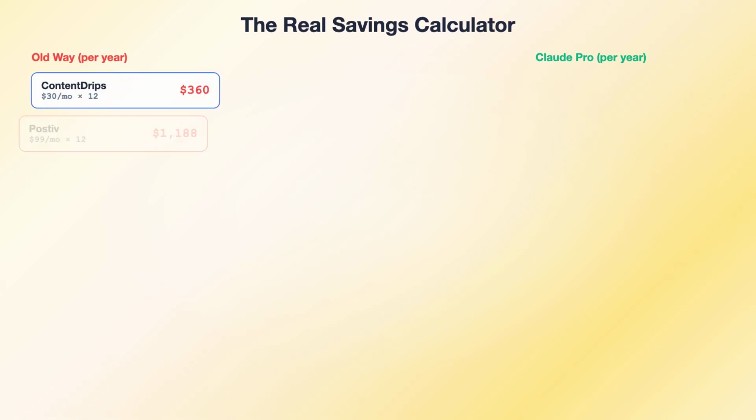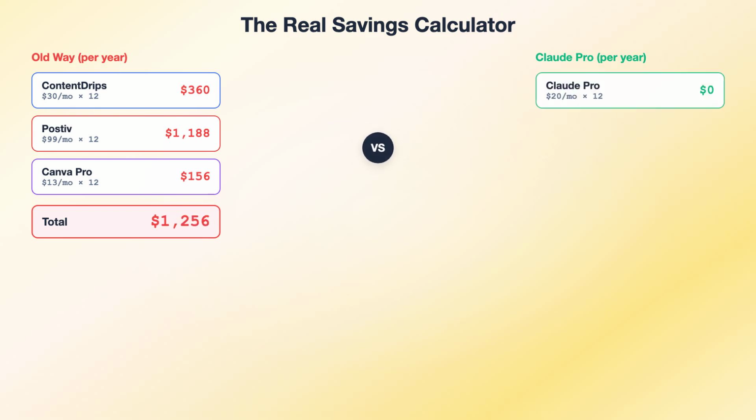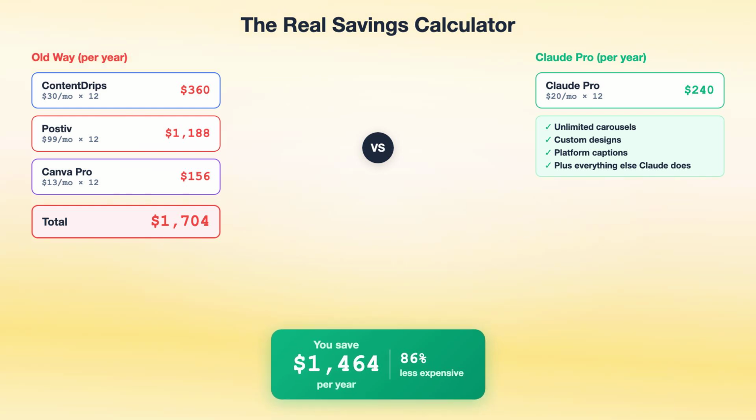Let's do the math. Content Drips at $30 a month. That's $360 a year. Postive AI at 99 a month. Nearly 1200 a year. Add Canva Pro for templates, another 150. Total: you could be spending over $1,700 a year on carousel tools. Claude Pro is $20 a month, and it does carousels plus everything else. That's a savings of over $1,500 a year.